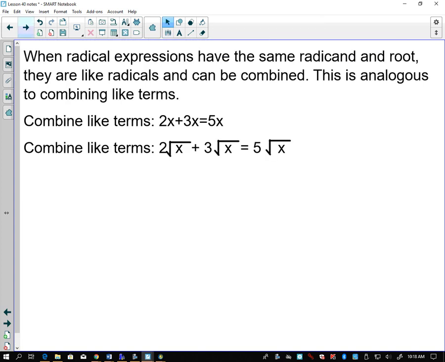All right. When radical expressions have the same radicand and root, they're what we call like radicals. They become like terms. That whole square root begins to act like a variable, and they can be combined, like combining like terms. So 2x plus 3x equals 5x. Well, 2 radical x plus 3 radical x is 5 radical x. It works just like a like term.